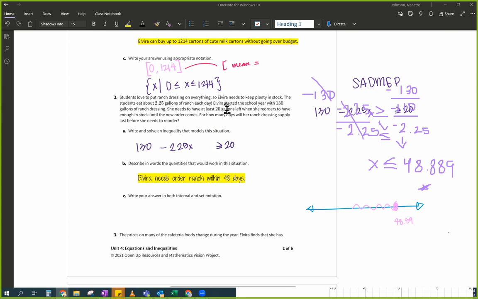I have buffer zones of certain items in our house that I can't go under because we eat so much of it that it would be horrible for us to run out, right? So same thing goes here.